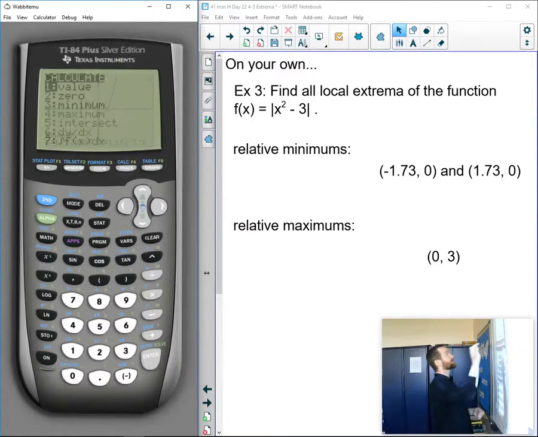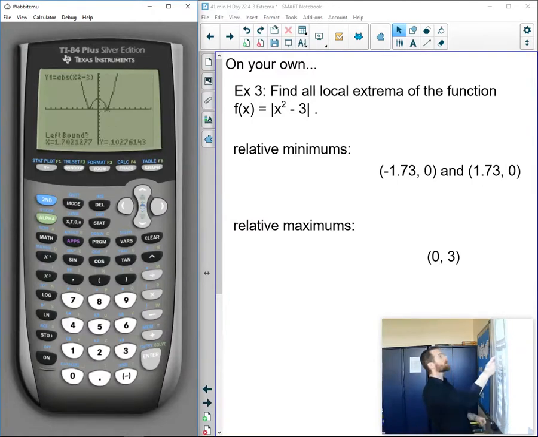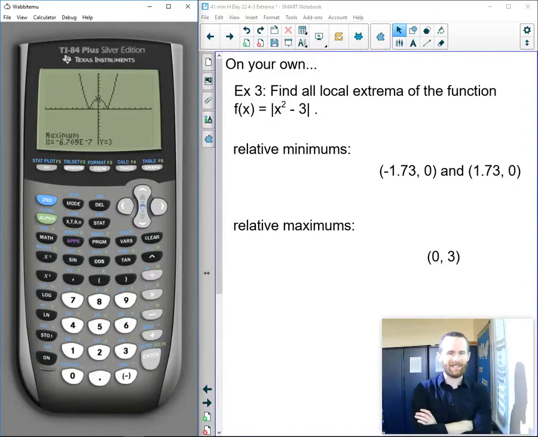Now for the maximum, second, calculate, maximum is number 4. Scroll over to the left of my maximum, hit enter. Move to the right of it, hit enter. Enter one more time. And now we have an e negative 7 on the x. So again, that means the x is 0, and we get a y value of 3.